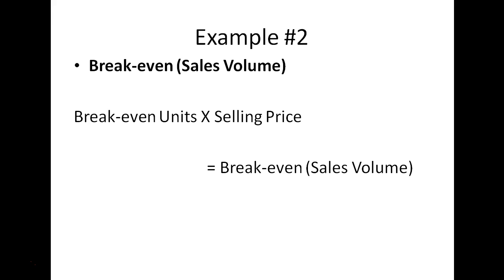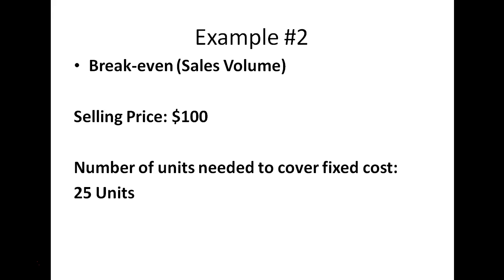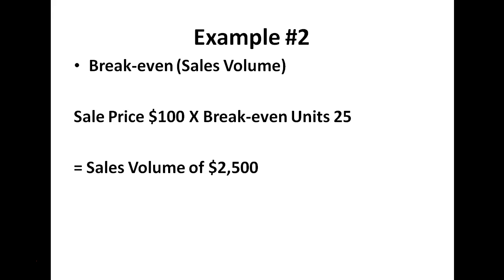All right. In this example, though, to calculate the sales volume in terms of dollars, it is break-even units, which is 25, multiplied by selling price of 100. And that's what we have right here. So let's do the figures. So sale price of $100 multiplied by break-even units of 25, and that would give us $2,500. So $2,500 is the amount in monetary terms we actually need to sell to cover all the costs of the business.